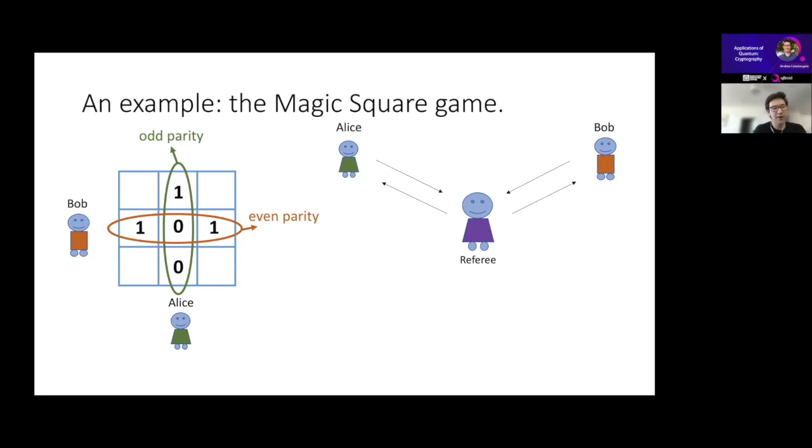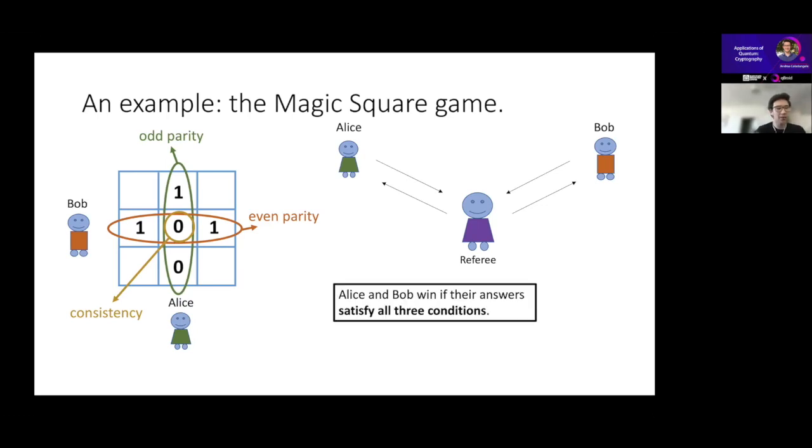Now there's a final constraint, which is that Alice and Bob's answers should be consistent on whichever entry the row and the column overlap. So in this case, the row and the column overlap in the middle entry, and so Alice and Bob should be responding with the same bit for this entry. So Alice and Bob win the game if their answers satisfy all of these 3 constraints simultaneously. So this is a very simple game that Alice and Bob are trying to win together.